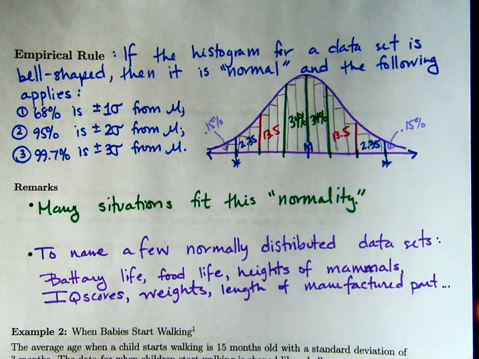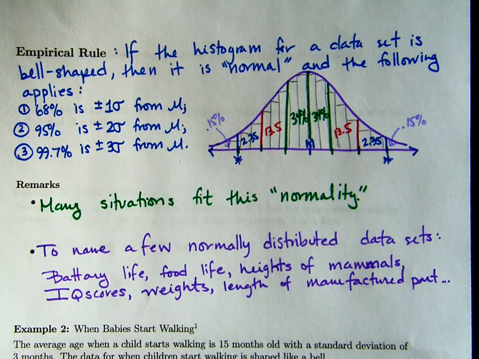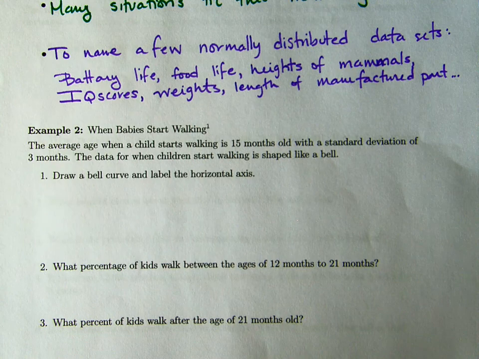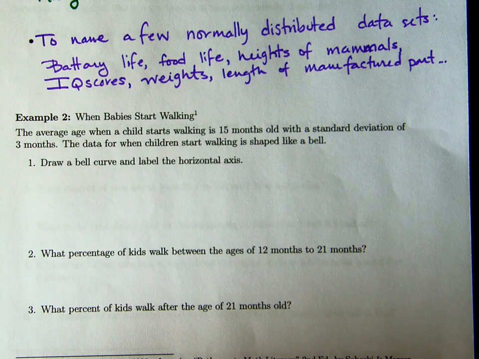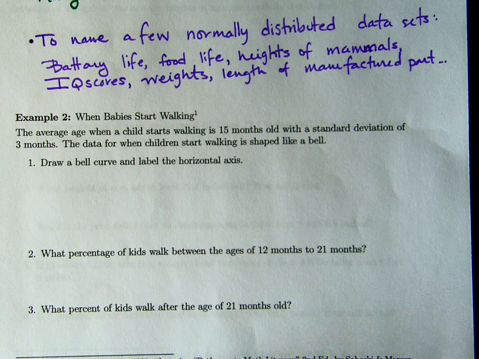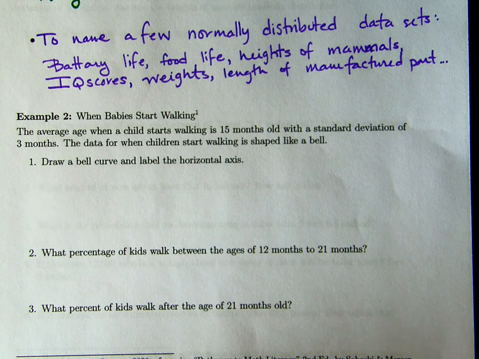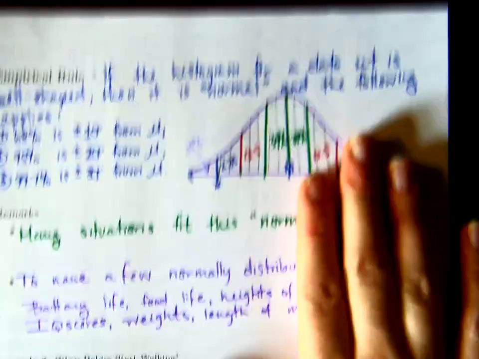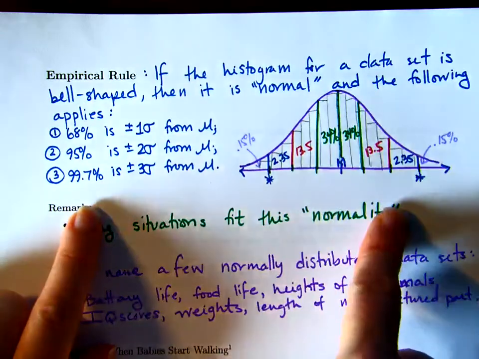Okay, so I think what we'll do is I'll go ahead and we will apply this to this situation, and then we'll stop our video and restart for the next example. So let's see if we can use this empirical rule. The average age was 15 months with a standard deviation of 3 months in terms of when kiddos start to walk. The data for when children start walking is shaped like a bell. Okay, so that means if it's shaped like a bell, we can call it normal, and the following applies.